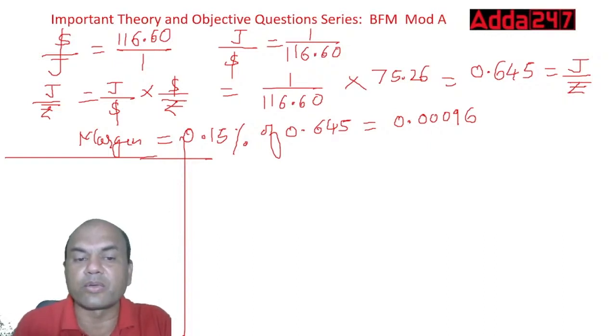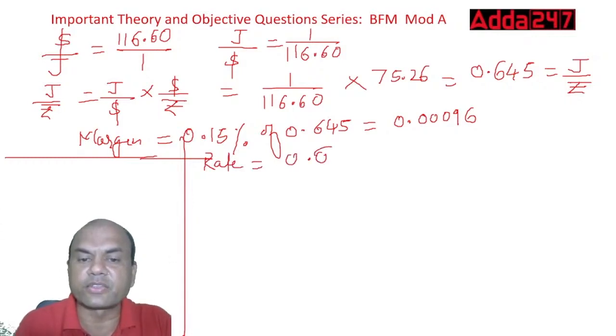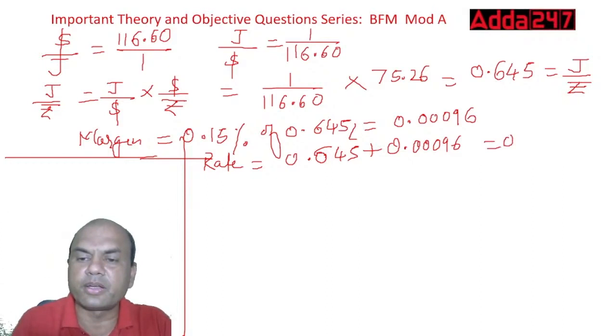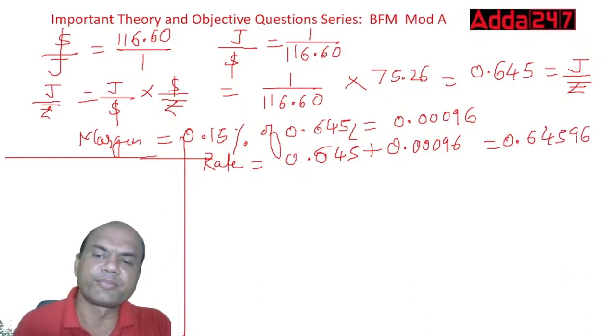So what is my rate now? Rate equals to 0.645 plus 0.00096. So give this rate, add this, it becomes what? 0.645, very smaller rate, okay, this much. This is my final rate.